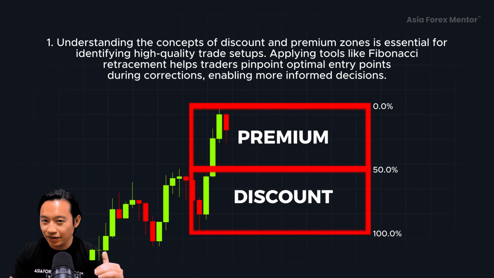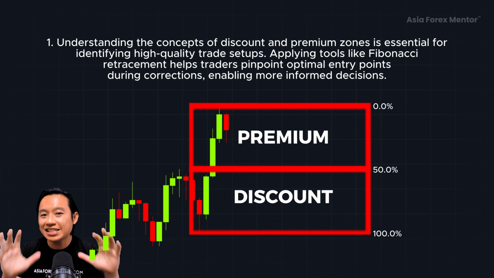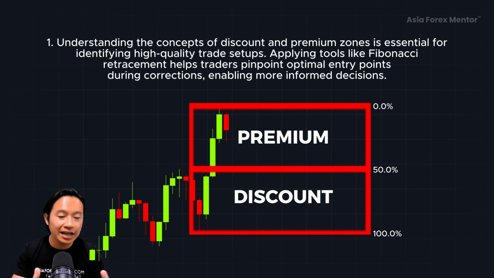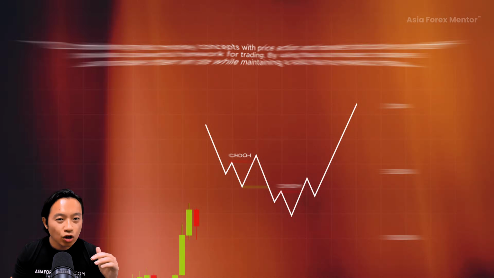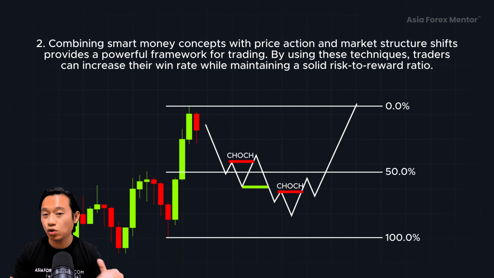Understanding the concepts of discount and premium zones is essential for identifying high-quality trade setups. That's where you can apply tools like what? The Fibonacci retracement to pinpoint optimal entry points during corrections. Number 2, combining smart money concepts with price action and market structure shift. They will create a powerful framework for your trading itself.